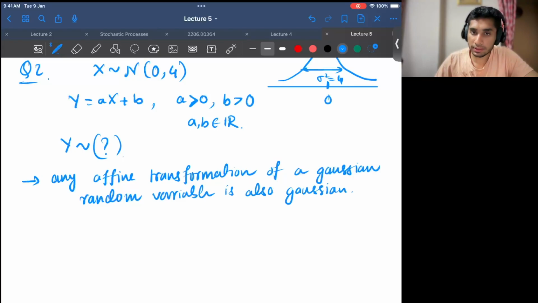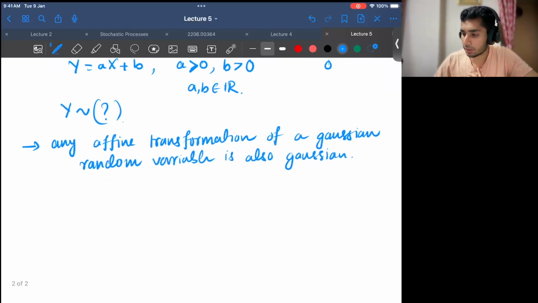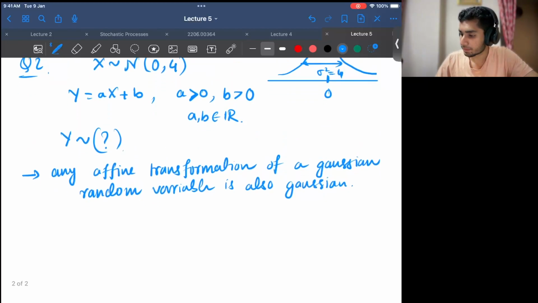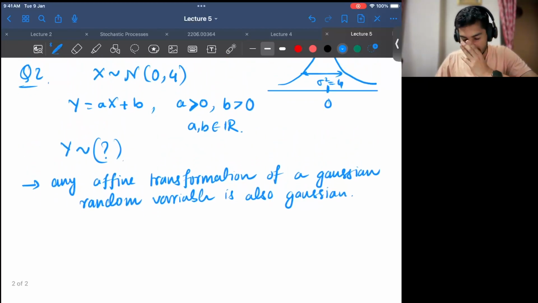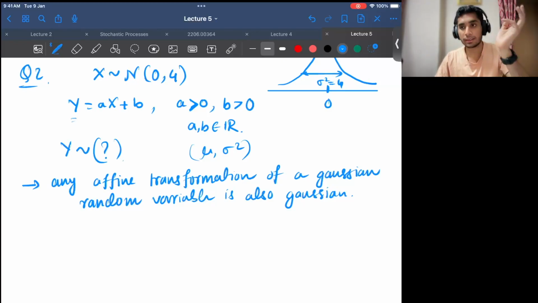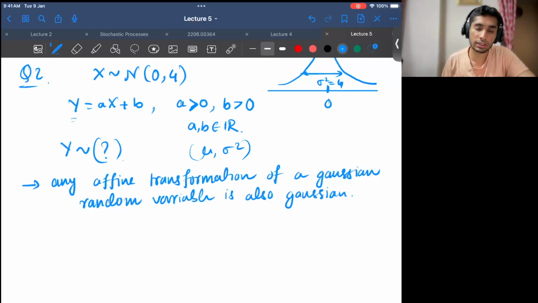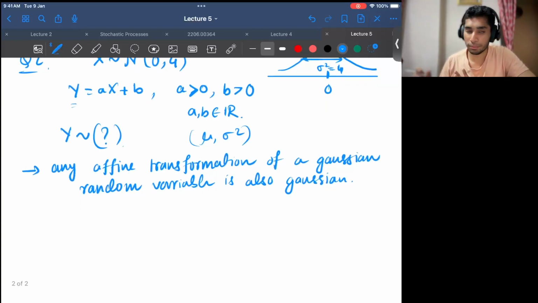So if x is Gaussian, ax plus b will also be Gaussian or normal. However, that is not enough, because a Gaussian random variable is completely specified by its mean mu and its variance, which is sigma square. So you still need to find the mean and variance of this new random variable. One way to do it is to use the transformation of random variables formulas, which include the Jacobian and all those things. Another, easier way is to just use your basic properties of expectation.